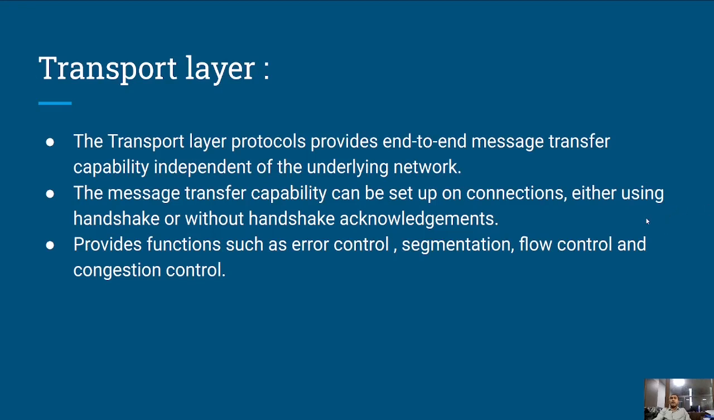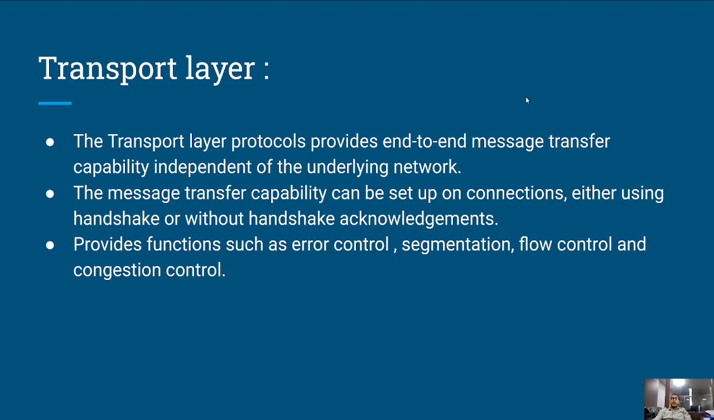It can control errors by sending acknowledgements. If a packet is sent from the sender to the receiver and the receiver doesn't send any acknowledgement, it is assumed that the packet has not reached, so retransmission is done. That way it controls the error. Similarly, segmentation means it divides the data to be sent into small packets. Flow control and congestion control are also implemented in the transport layer.